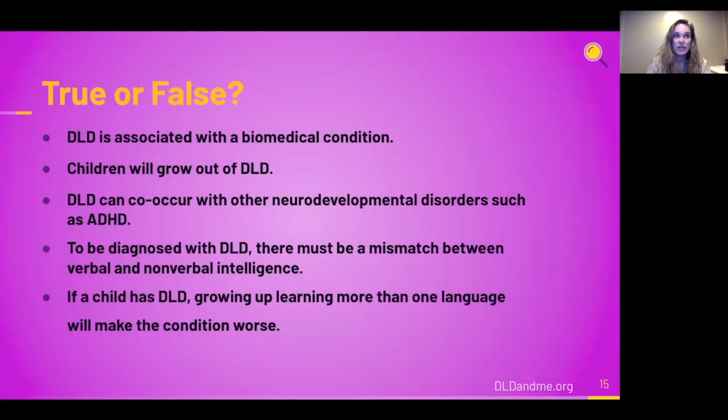Let's take a quick quiz to summarize some of the things you know about DLD. True or false? DLD is associated with a biomedical condition. That is false. Children will grow out of DLD. That is also false. DLD can co-occur with other neurodevelopmental disorders, such as ADHD. That is true. To be diagnosed with DLD, there must be a mismatch between verbal and nonverbal intelligence. That is false. And finally, if a child has DLD, growing up learning more than one language will make the condition worse. That is false.